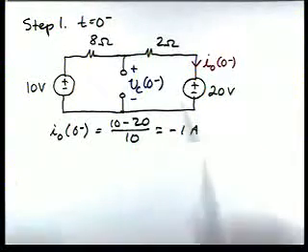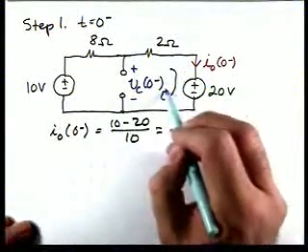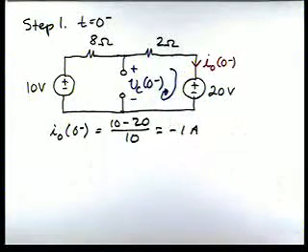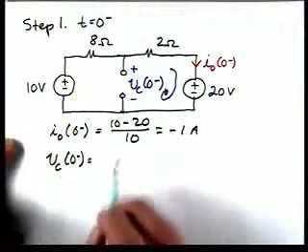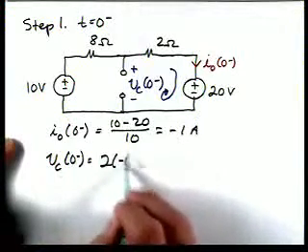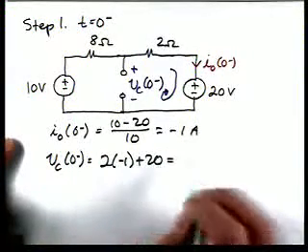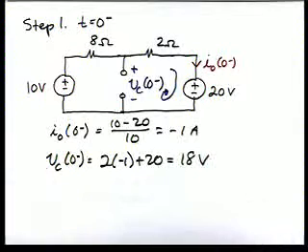Now we can find VC0 by going around this loop. So VC of 0 minus, we'll have 2 times minus 1 plus 20, or 18. So now there are our initial conditions for the inductor and the capacitor.